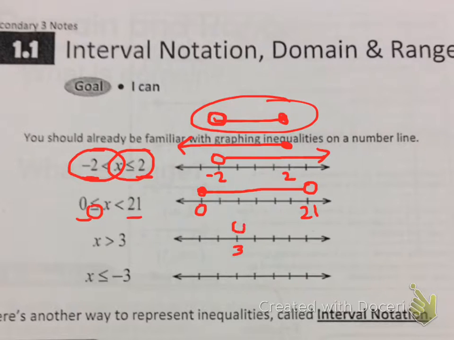Here we're graphing x is greater than 3, so we're going to put 3 on our number line. It's greater than, not equal to, so we're going to have an open circle. We're graphing everything greater than that, which is in the direction of the right, because this would be 4, 5, and so on, to be in the greater than direction.